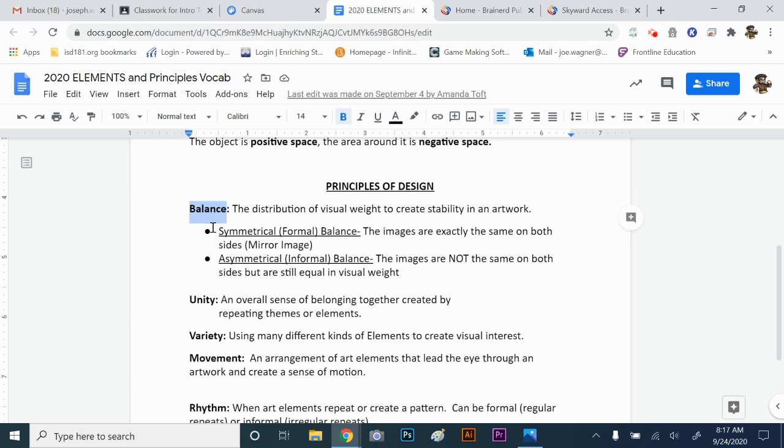Okay. And there's two types of balance. There's symmetrical and asymmetrical, also known as formal and informal. Symmetrical just means that the image is exactly the same on both sides.